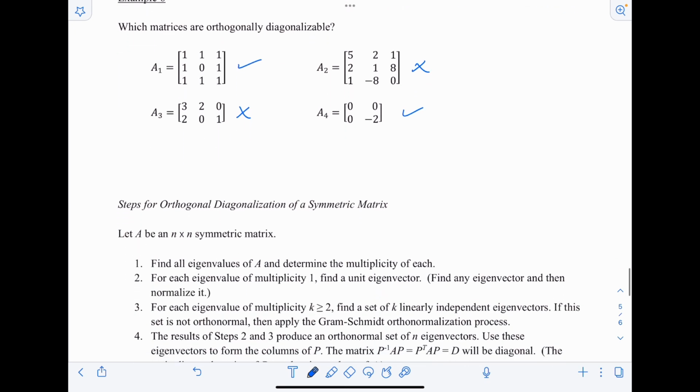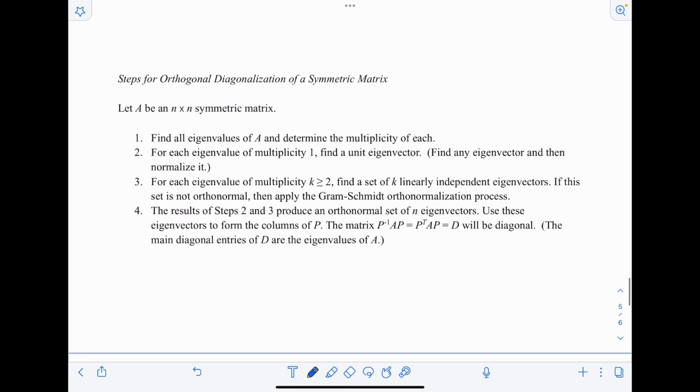All right. So how do we actually find a matrix that would orthogonally diagonalize another matrix? These are the steps that we have to go through. And this is going to lead us into our final example, our very, very last example for this class. I'll tell you what, it's a big one. So we're going to have fun with this.